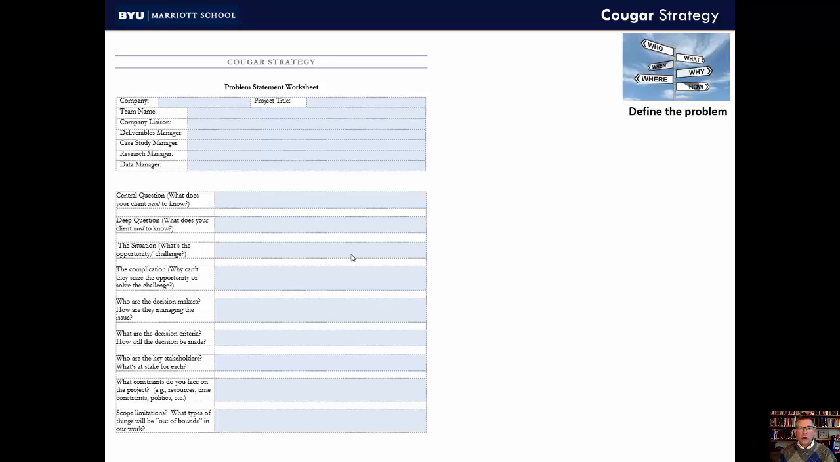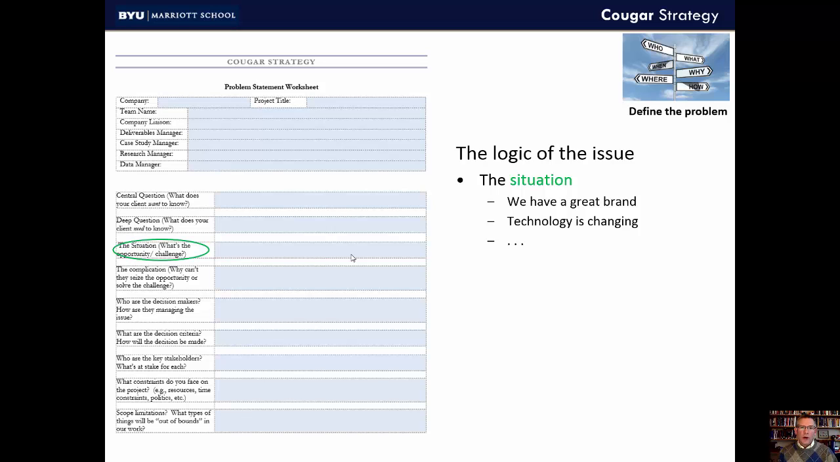The next set of things that you want to be aware of is the core logic of the issue itself. What's the situation? For example, the company might say, we have an outstanding brand in our marketplace, or the market in which we're competing is experiencing rapid technological change. Whatever the particular client need is, this is the state of the world. This is the current situation that they're facing.